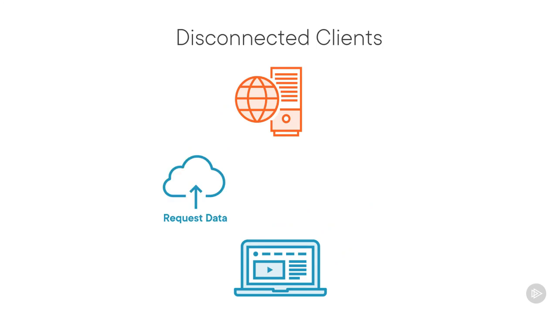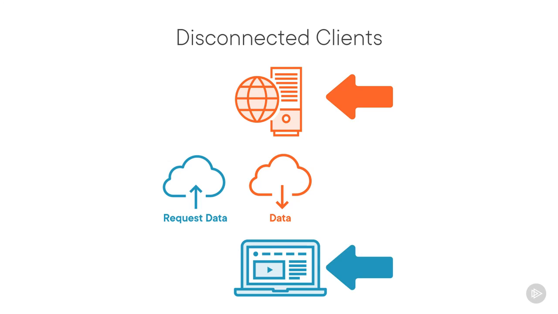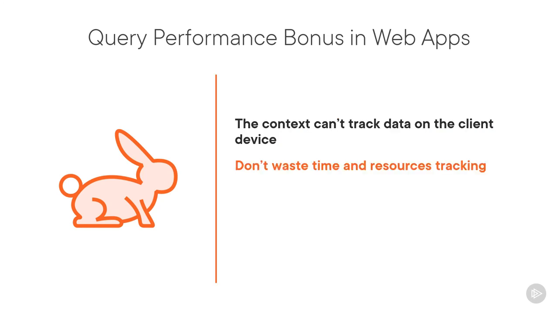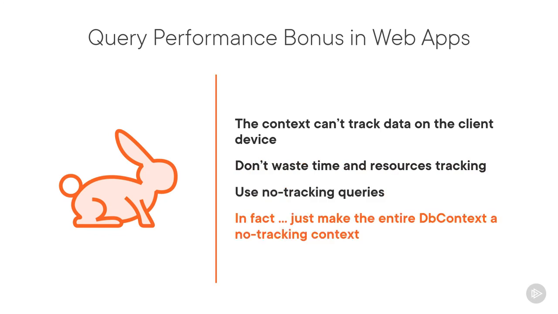In the web scenario, after an object is retrieved, it gets sent across the internet. It's impossible for the context that's in memory on the server to know what's happening on someone's browser anyway. So there's really no point in keeping the DbContext in scope. This also gives us an opportunity to improve query performance, since there's no need for the context to waste its time building up those tracking objects. It's a perfect scenario for no-tracking queries, but even better, you can just define the context to be no-tracking by default.